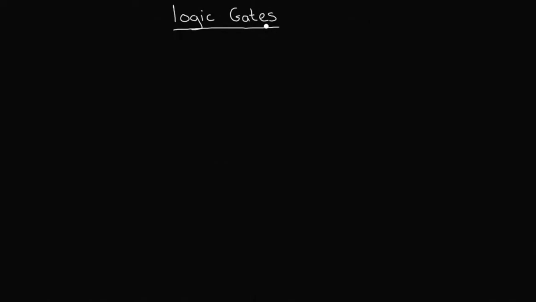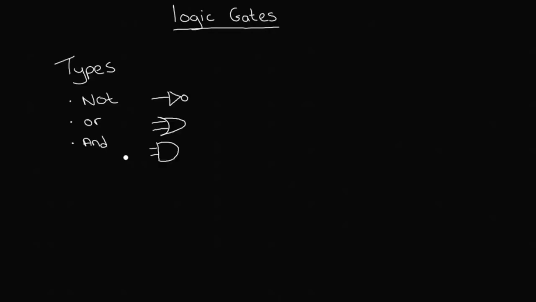There are some other gates out there but for this course they're not relevant and we don't need to know them. We've got three different types. Our NOT is represented by a symbol like this, so it looks like an arrow on its side with a circle at the top. Then our OR looks a little bit like a spaceship or an out of shape D, and our AND logic gate looks like a D.